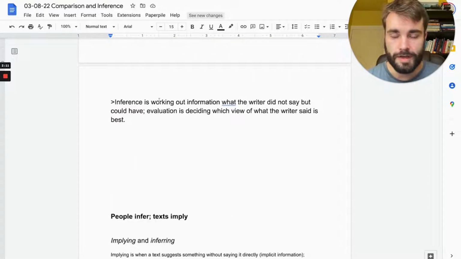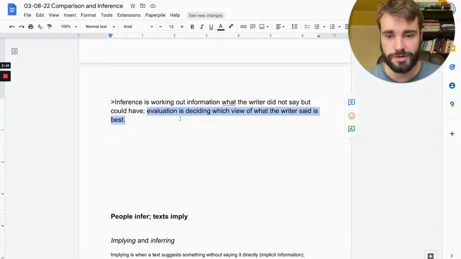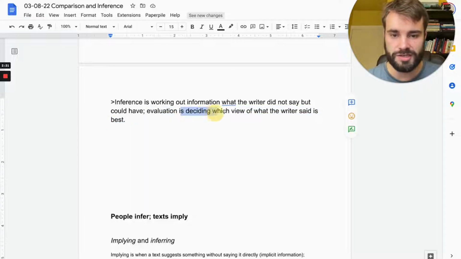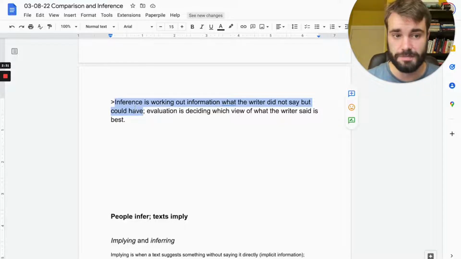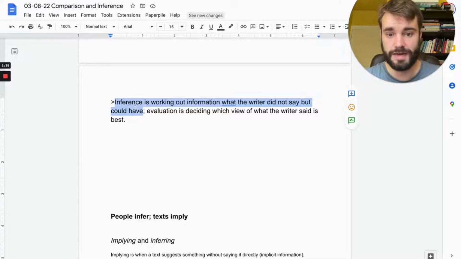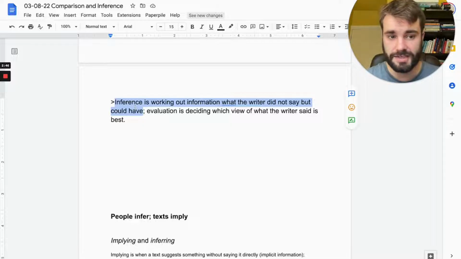So it's also important to know the difference between inference and evaluation. Evaluation is what you do in literature. It's also what you do in paper 1, question 4. Evaluation is when you decide which opinion of what the writer said is actually best. But in inference, you don't need to talk about those opinions. You are working out information, facts. Information, though, could include feelings or attitudes, but it's information. It's not your opinion. It could be the writer's opinion. You're working that out from what the writer said and trying to figure out the thing they meant, that they didn't say, but they did mean it.